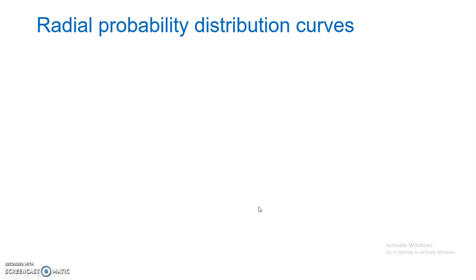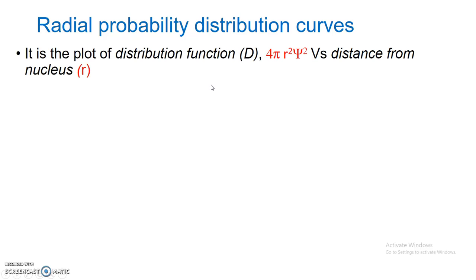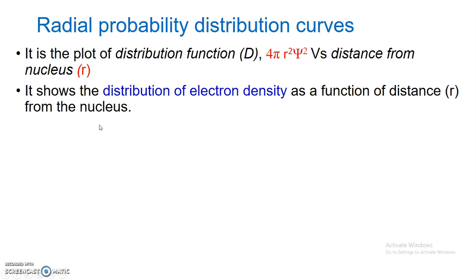Now next point is radial probability distribution curves. The radial probability distribution curve of electron gives the probability of finding electron at different radial distance from the nucleus, and it is the plot of distribution function, that is 4 pi r square psi square, versus distance from the nucleus, that is r. And it shows the distribution of electron density as a function of distance from the nucleus.